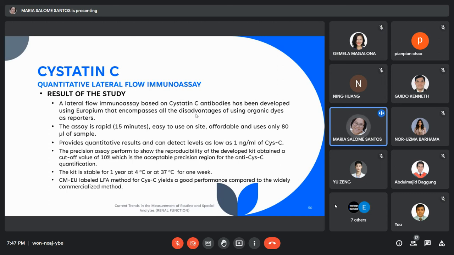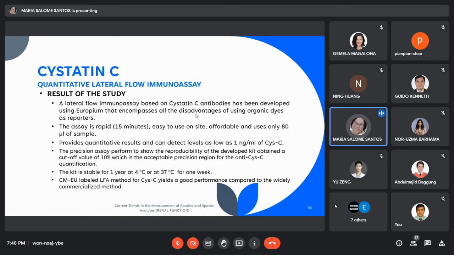So for the result of the study, a lateral flow immunoassay based on cystatin C antibody has been developed using europium that overcomes the disadvantages of using organic dyes as reporters. So the assay is rapid, that yields results within 15 minutes, easy to use on-site, affordable, and uses only 80 µL of sample. It provides quantitative results and can detect levels as low as 1 nanogram per mL of cystatin C.